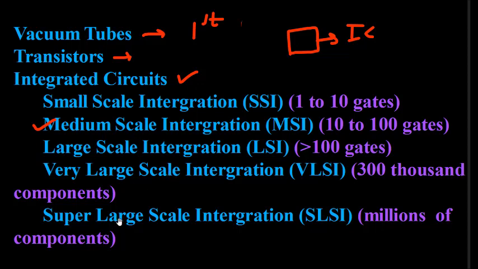After that, we had super large scale integration, SLSI, which has millions of components in a small chip. So what we see is, as we go from vacuum tubes to large scale integration techniques, the size of the systems became smaller and smaller, and the systems became more powerful, faster, cheaper, and less power consuming.